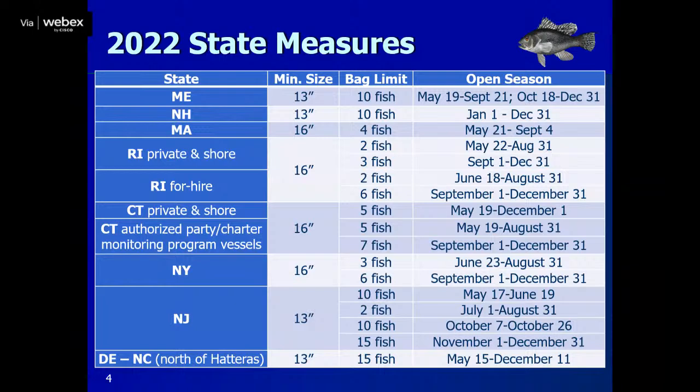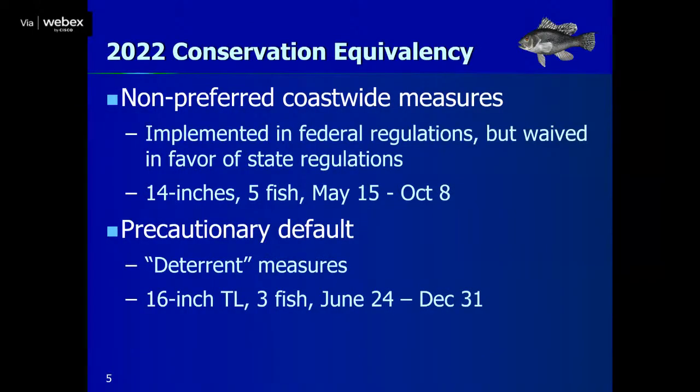So in terms of the conservation equivalency measures, part of the process for waiving federal waters measures is that the council and board need to agree on a set of non-preferred coastwide measures. These are written into the federal regulations, but waived in favor of the state regulations if it can be demonstrated that the collection of the state regulations achieves the same level of expected harvest as the non-preferred coastwide measures.